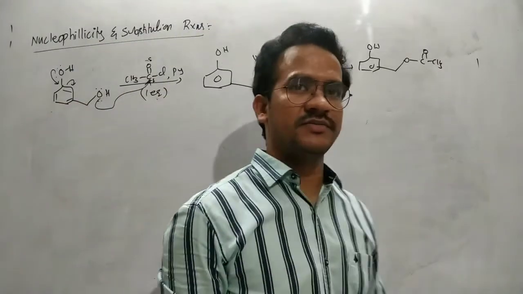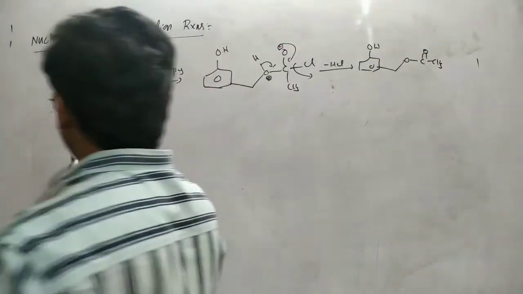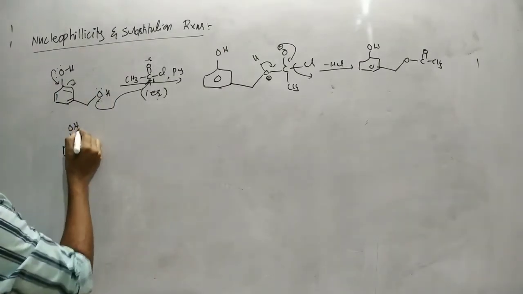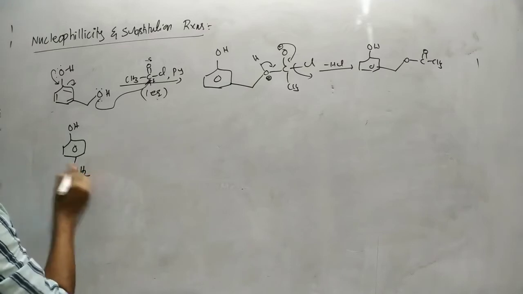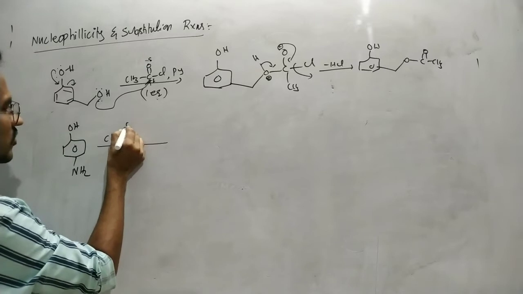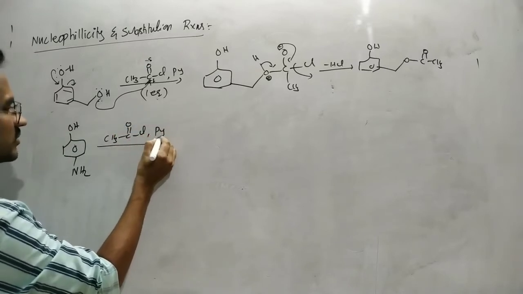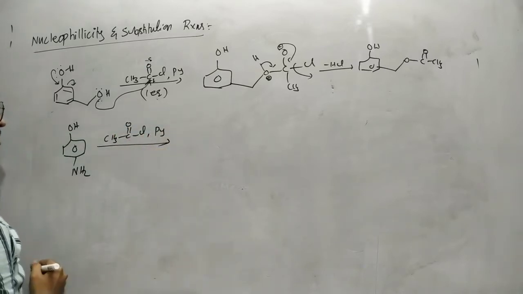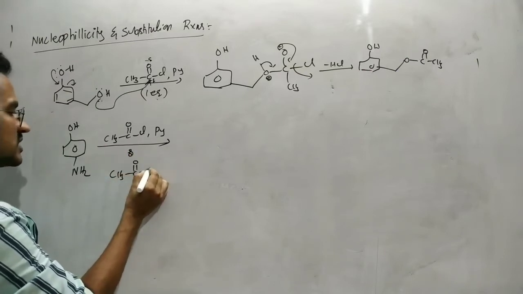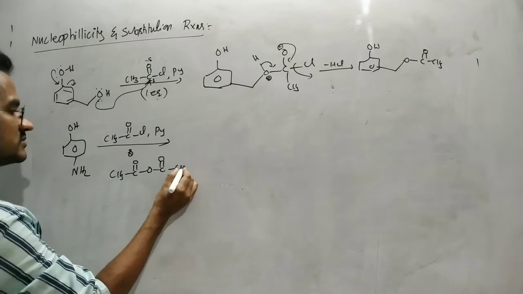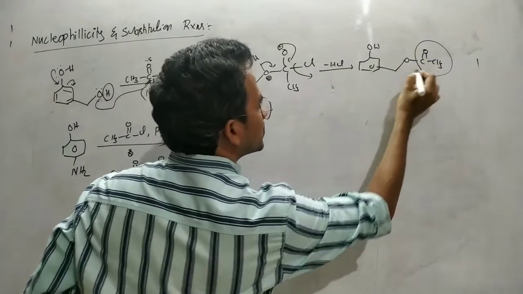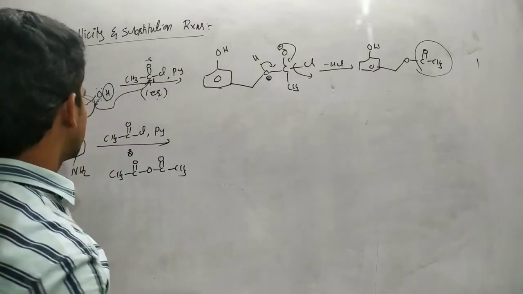Okay, that's it. Now suppose your OH and this is the NH2. Now again this reacts with one equivalent of the acid halide in the presence of pyridine, or we can take acetic anhydride also. This acetic anhydride is also an acylating agent. In this case hydrogen is replaced by this acyl group. That's why it is known as an acylation reaction.